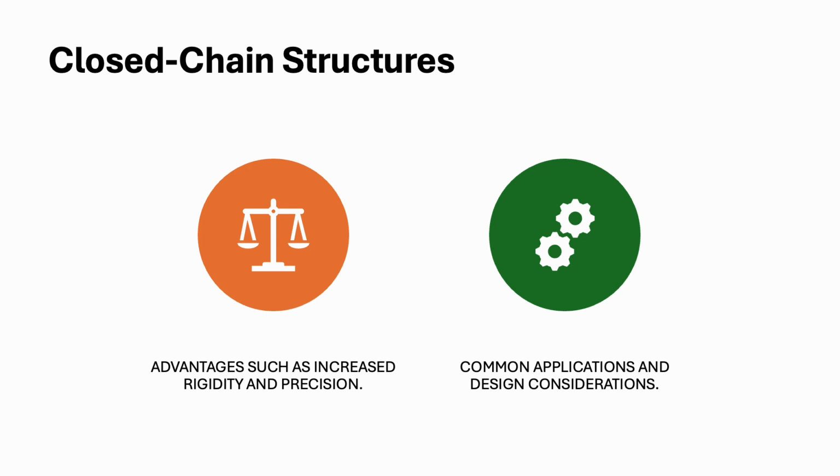Ensuring that each part meets stringent quality standards. The use of closed chain structures in this manufacturing facility not only enhances the precision and efficiency of the assembly process, but also contributes to the overall robustness and reliability of the production line. By leveraging the unique advantages of closed chain mechanisms, the facility is able to achieve higher levels of productivity and quality, ultimately leading to improved performance and customer satisfaction.